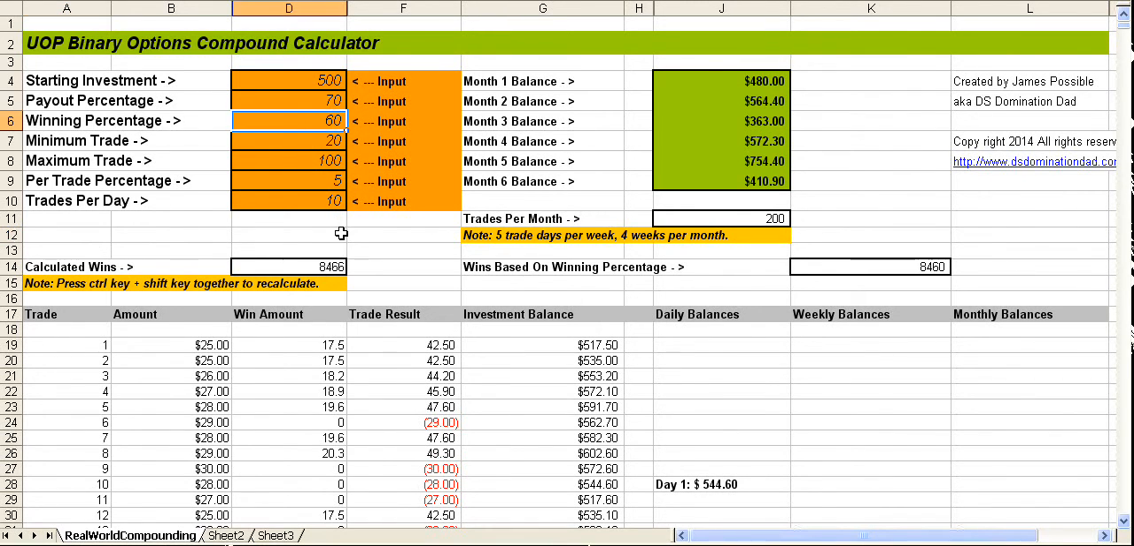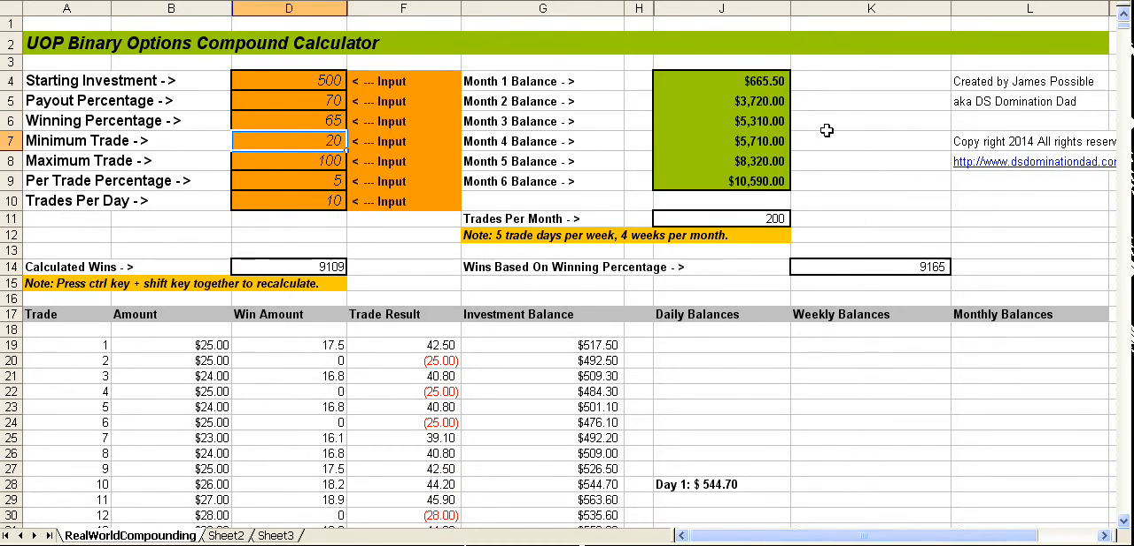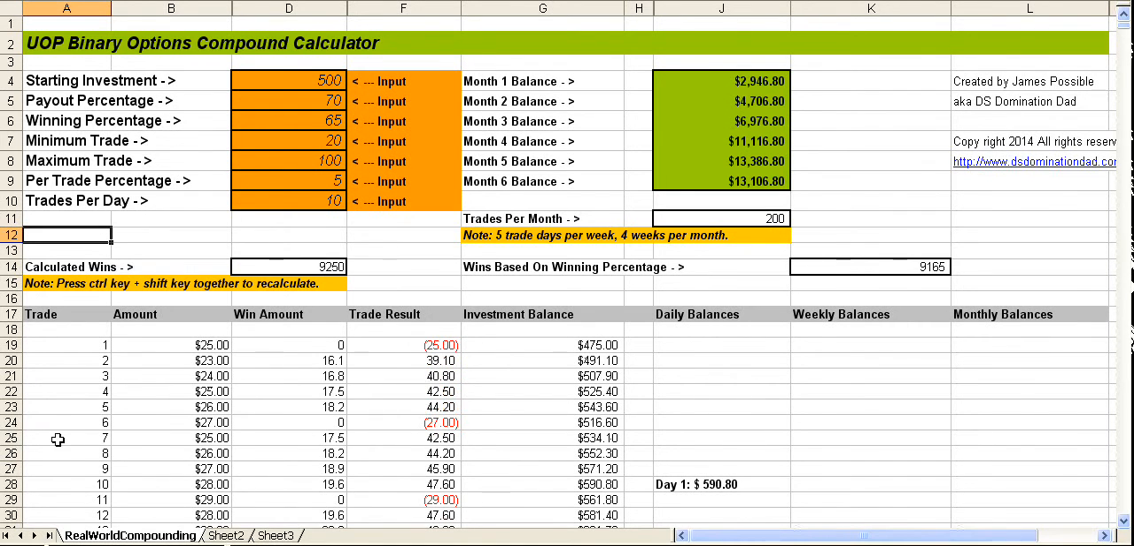Okay, so let's take that to 65%. Now it changes. Now the numbers start looking different. They start growing. So at 65%, there should be approximately 9,165 wins. We're a little bit light on wins, which is good because we're actually being more conservative in our projection. But if I want to match that up, I'm going to hold down my shift key, press F9. This one's pretty close. 91.57, 91.65. It's not too far off.